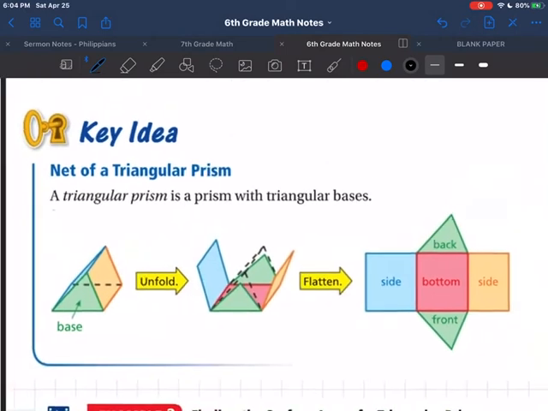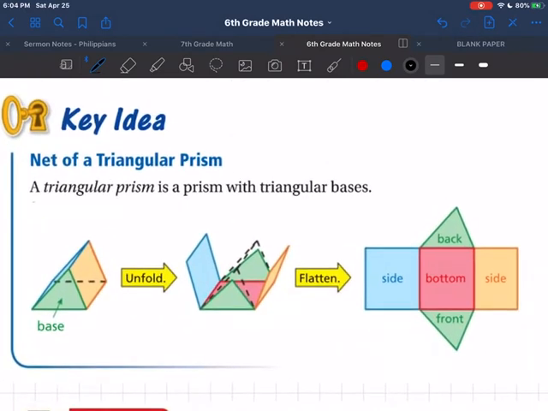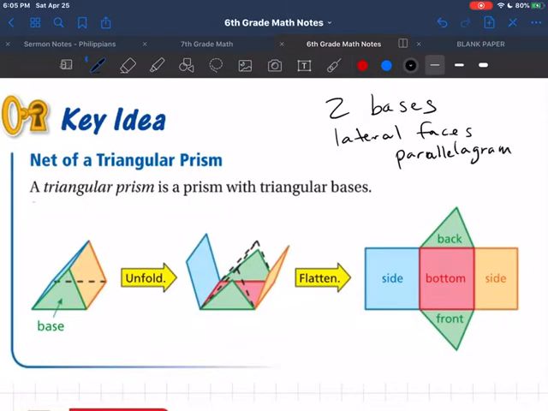Okay, so moving on. Let's look at a triangular prism, okay? So a triangular prism is called that because, remember, a prism has 2 bases, okay, and its lateral faces are parallelograms, okay? So the parallelograms are all going to be length times width. But in this case, it's a triangle.